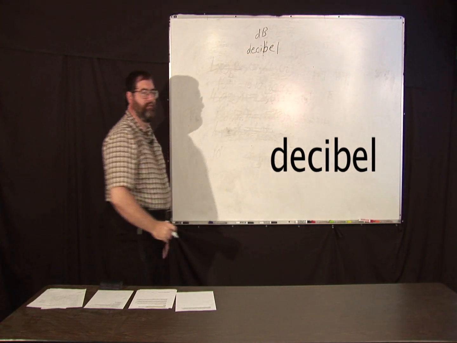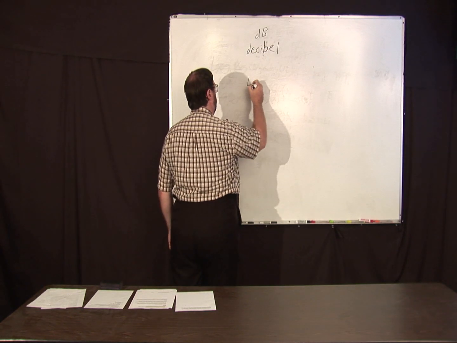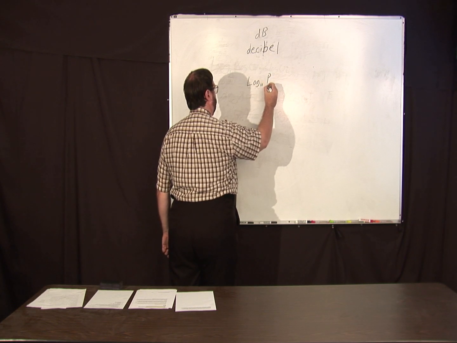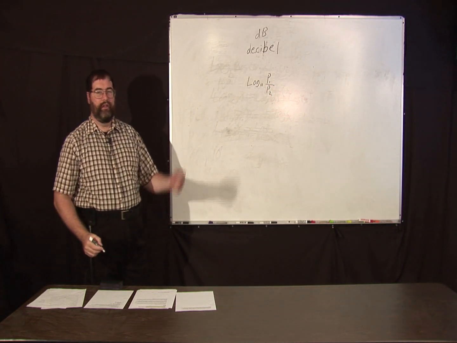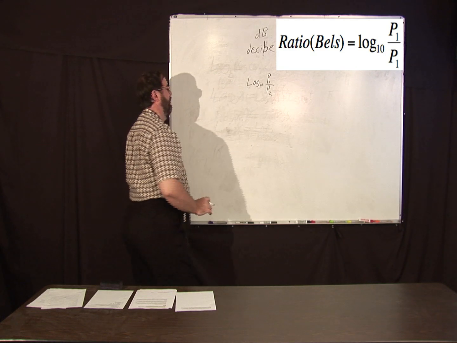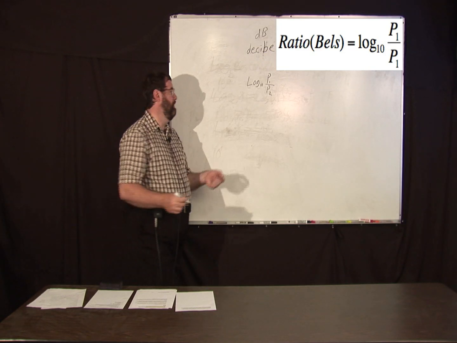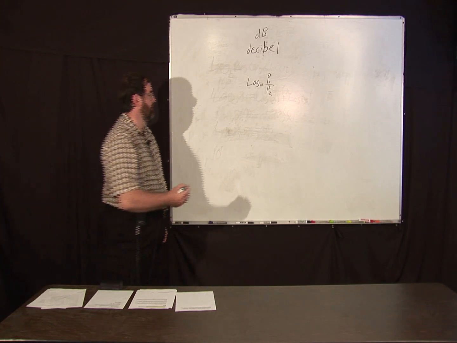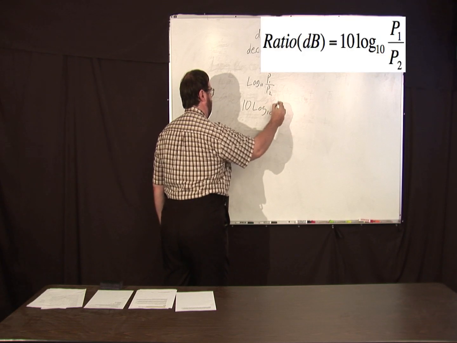Okay, so what is a bell? Well, a bell is a log base 10 of a power ratio. It's log base 10 of two powers. That's a bell. So a number of bells is that. There's 10 decibels to a bell. So a decibel is 10 log base 10 of some power ratio.